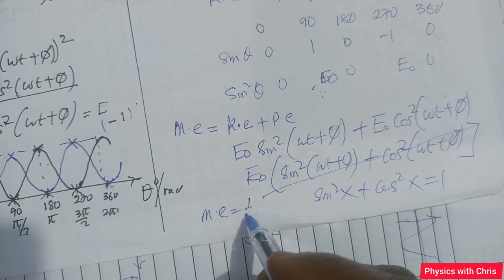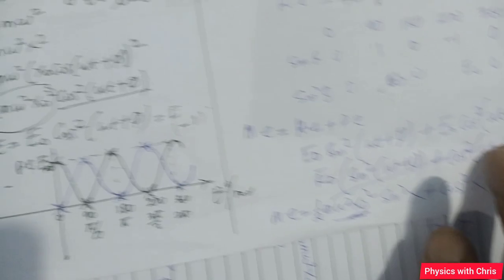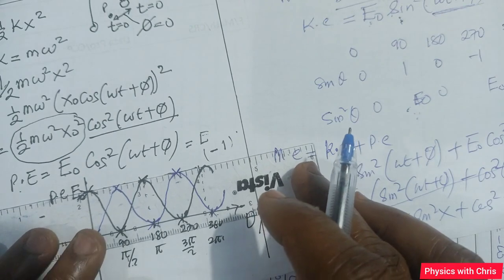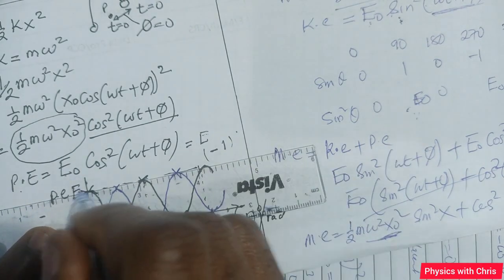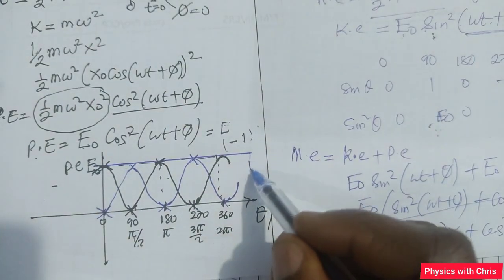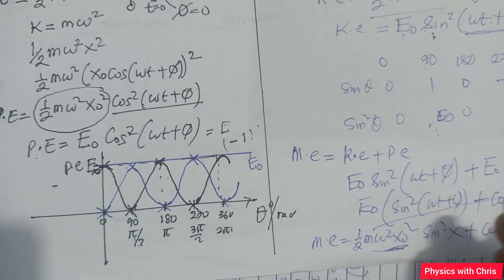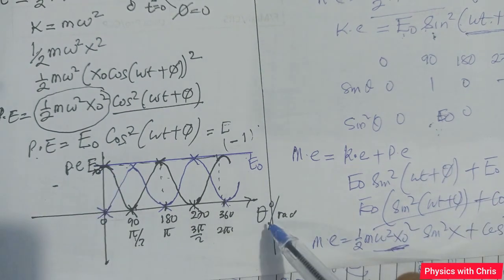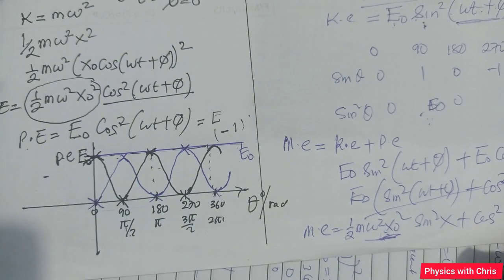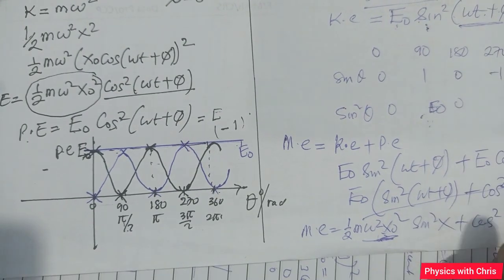And what was my E naught again? 1 half m omega squared x naught squared, which depends on the square of the amplitude. So the total energy will not even vary with the phase angle. It is constant, independent of the phase angle, because the energy graph is a line parallel to the angle theta axis. It does not vary with angle theta. It depends solely on the amplitude of oscillation, if the mass and the angular frequency are kept constant. So that's all for this video lesson.